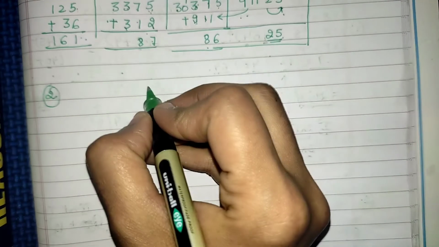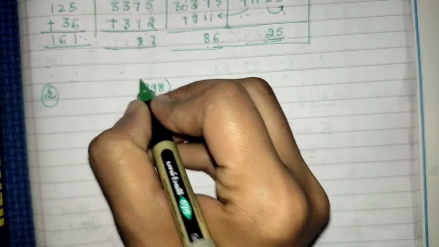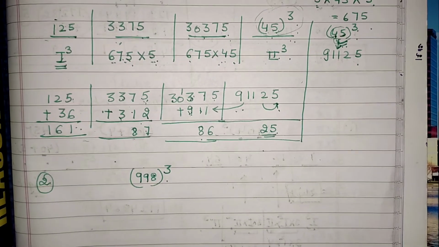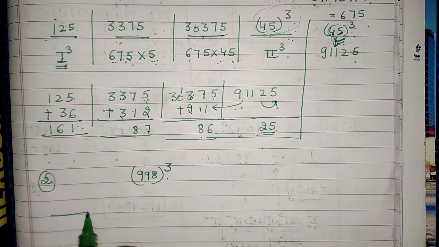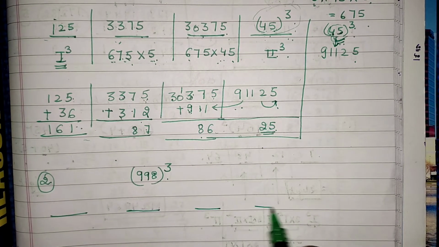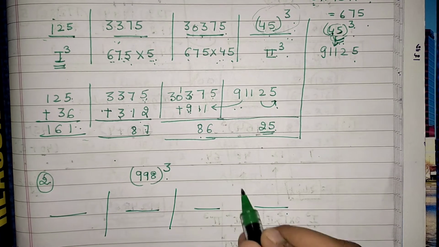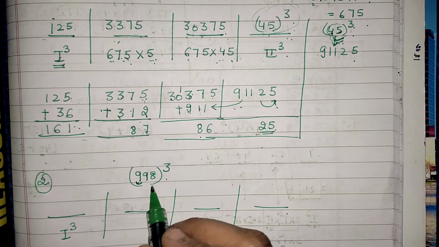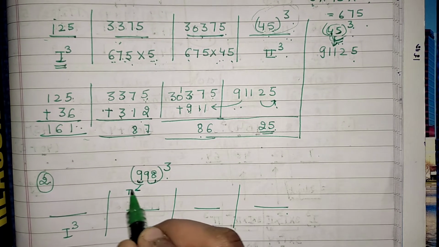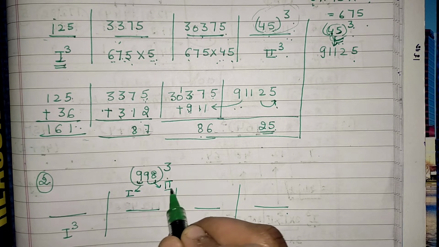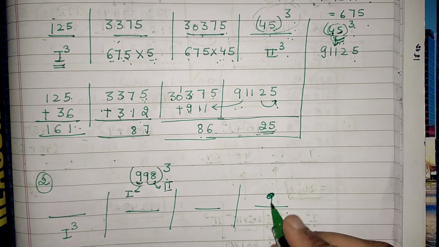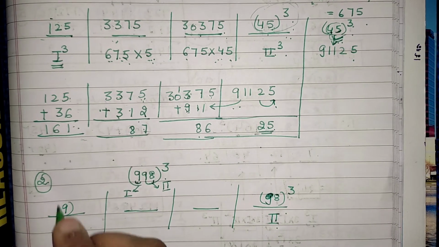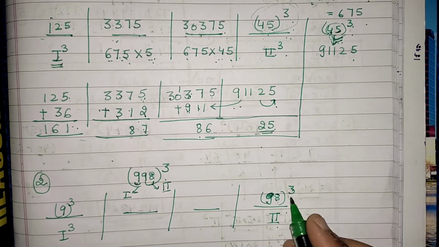Suppose we have to find out the cube of the number 998. So follow the same steps which we followed in the previous question. What are those? Divide your answer in 4 parts, and then write down the cube of the first number. First number is what? 9, and the second pair is what? Second pair is my 98. So write down the cube of 98 here. Okay, so this is my 9 cube and this is my 98 cube.